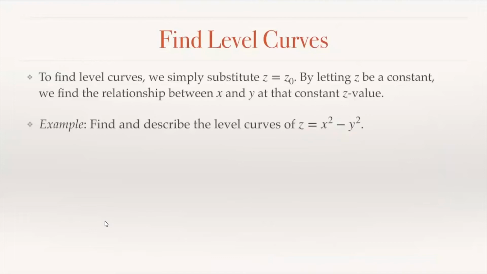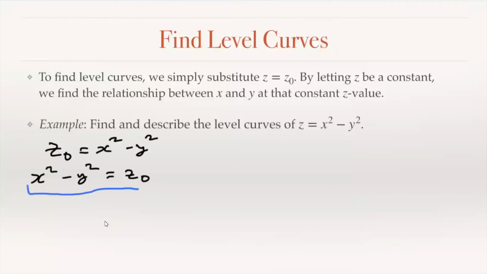So letting z equals z naught, we have z naught is x squared minus y squared. And let me just rearrange this. That's x squared minus y squared is, well, z naught. And what is this? Think back to the conic sections. This is a hyperbola.